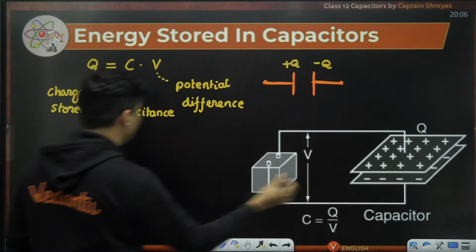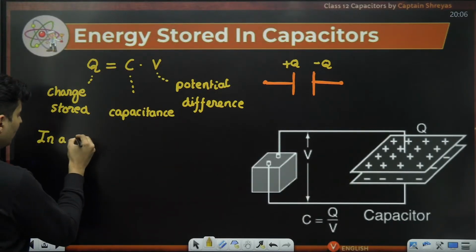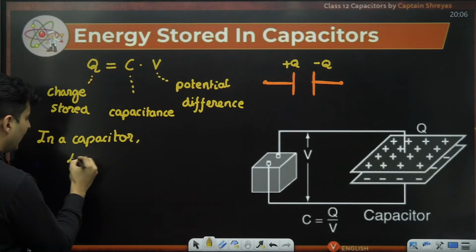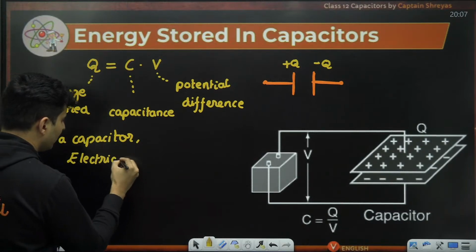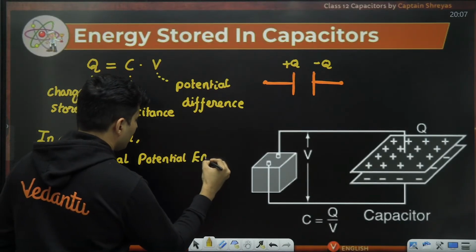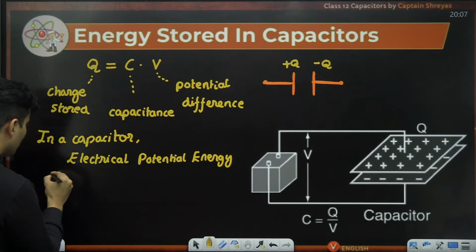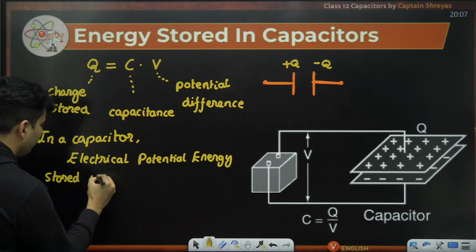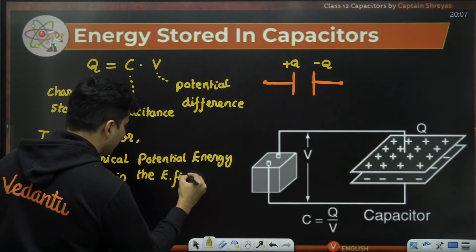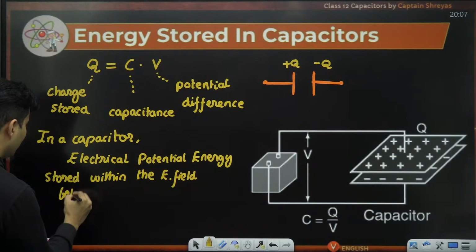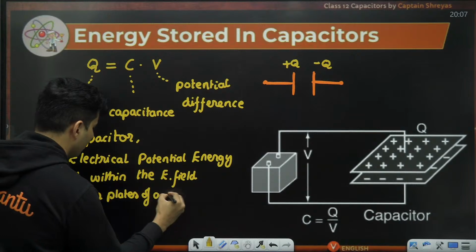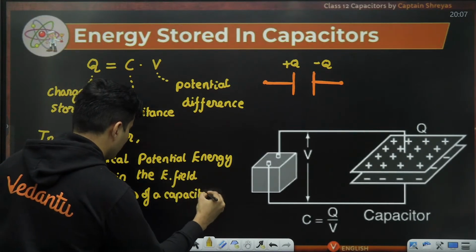So in a capacitor, there is electrical potential energy which is stored within the electric field between the plates of the capacitor.